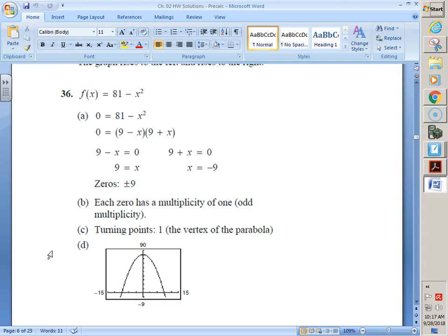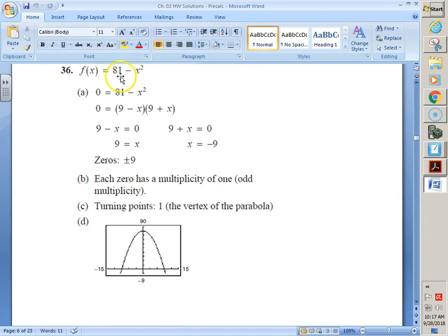Turning points, well, it's a parabola. There's only one turning point, from going up to going down, one turning point. A smooth curve. And then they let you use your graphing calculator? Psh, spoiled rotten. You guys should have known that. It was an x squared reflected down, up 81, right?